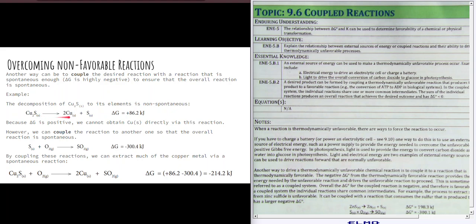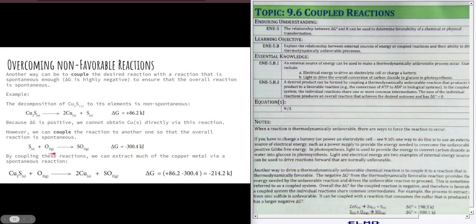We want it to decompose because we want the copper for something. I don't know, we're going to take it and do something with it. So I have to figure out a way that I can react this copper sulfide with something else in order for this reaction to proceed, even though it has a positive delta G value. So I need to couple it with another reaction.